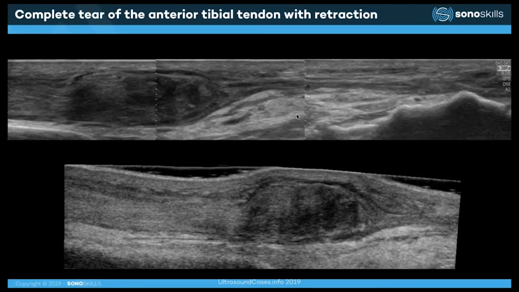Maybe it isn't even a tendon, what we can see there. And on the left side, we can see a very thick part of the tendon. It has increased in thickness. We can also see that part has changed in echogenicity. It's much more hypoechoic and also partly anechoic. And the continuity has been lost. So this is a complete tear with retraction of the anterior tibial tendon.